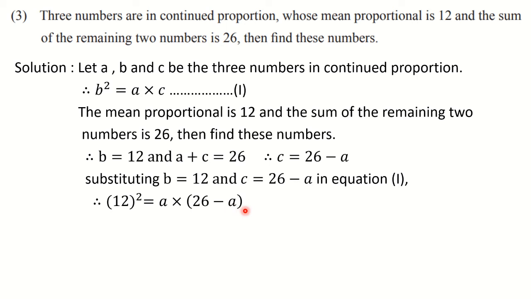Now the next step is to expand. Okay. Let us expand it. So what we are going to get? 12 squared is equal to 144 and 26 into A is 26A minus A squared. See, A into minus A is A squared.